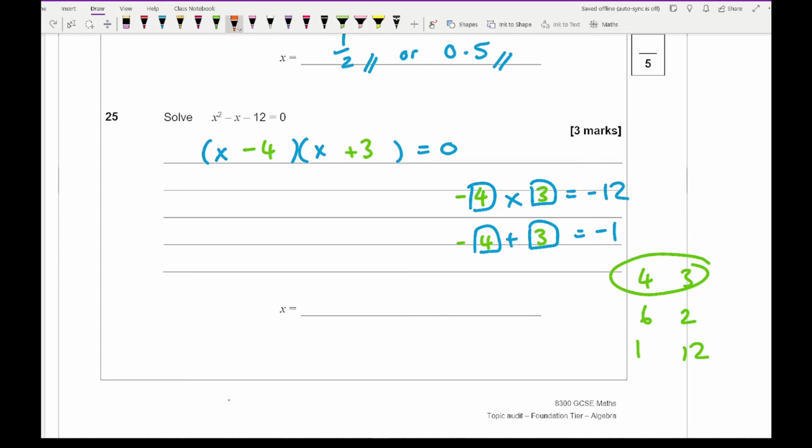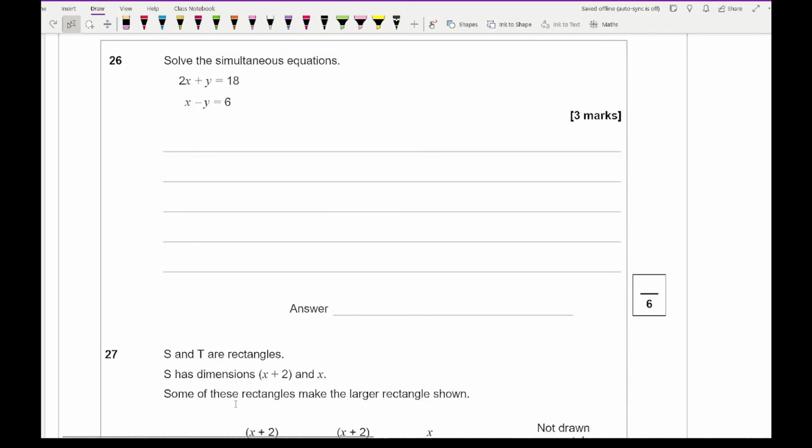And then what I need to do is solve this. So I've got x minus 4 equals 0. So x equals 4. And then from this one, we've got x plus 3 equals 0. So x equals minus 3. So the two values are minus 3 or positive 4. And you can write your answer in any order. Moving on to question 26.